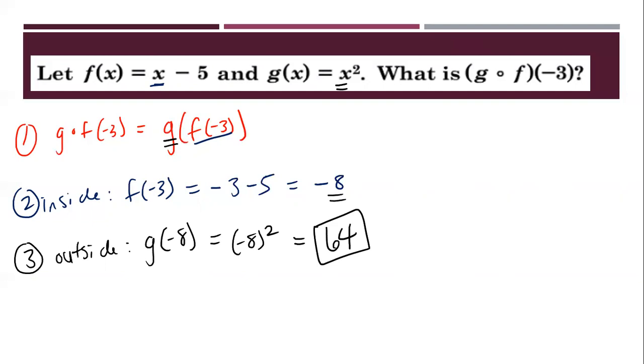Questions about any of the 3 steps? So step 1, we wrote it in function notation. Step 2, we evaluated the inside. Step 3, we use the result, the output from step 2, as the input for the outside function.